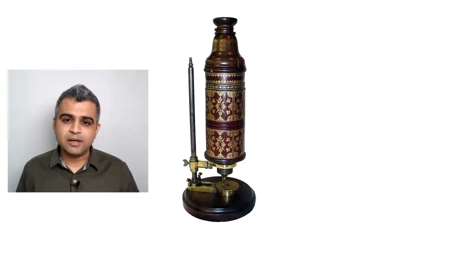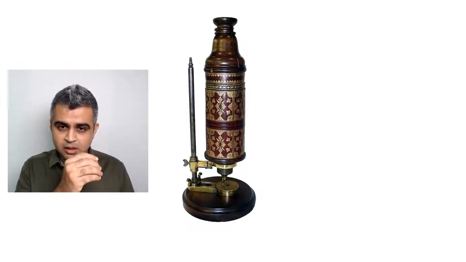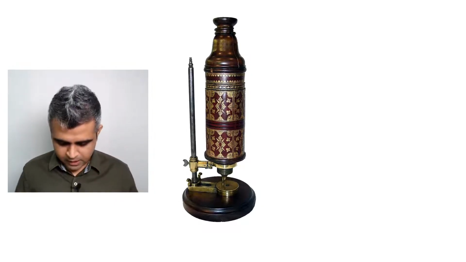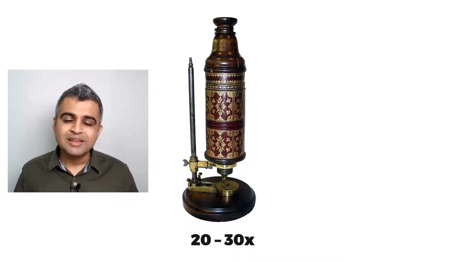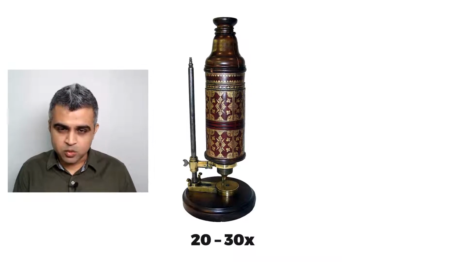So this is the microscope which Robert Hooke was using. It had two lenses and it was trying to magnify the image by using reflected light. This had a magnification power of about 20 to 30x. It could magnify whatever you are seeing through it about 20 to 30 times.